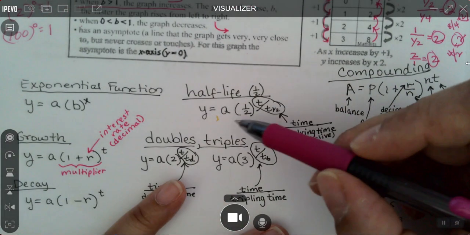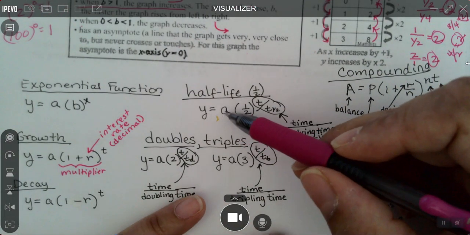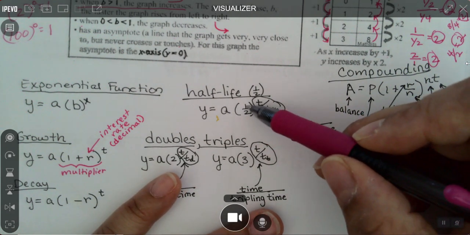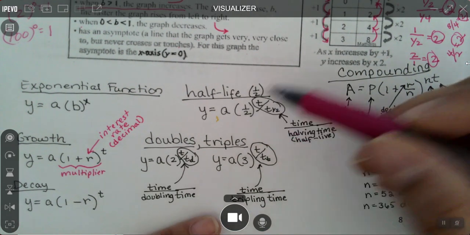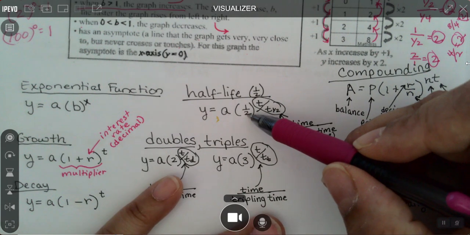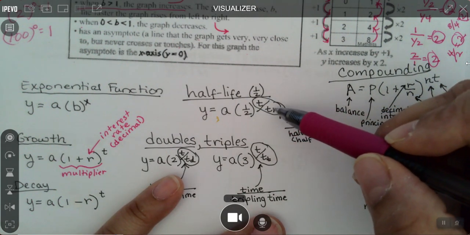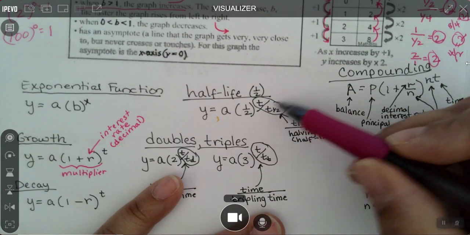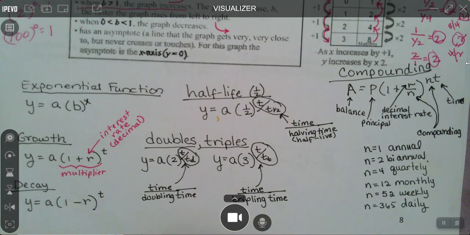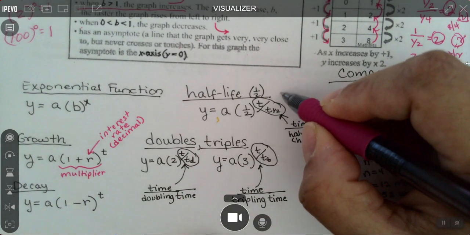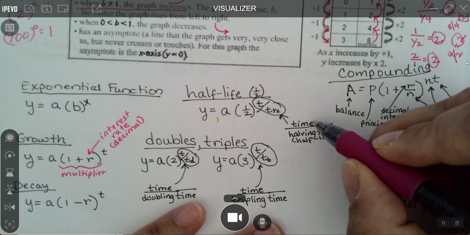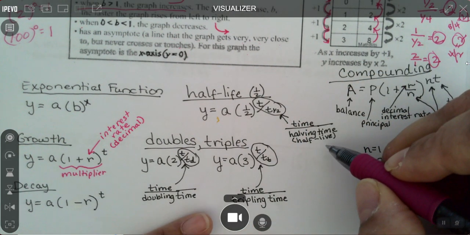Half-life. Half-life is going to be y equals a times the multiplier, which is 1/2 because we're multiplying by 1/2 every single time, raised to the t over t half. Basically, raised to the time divided by the half-life. This is very important that you remember what your exponent is: the total time divided by the half-life.